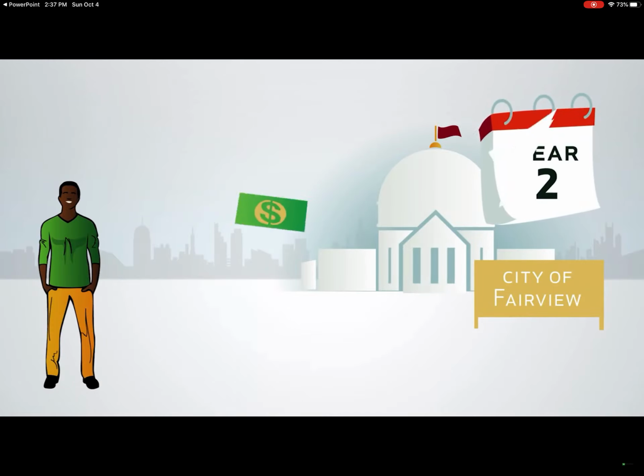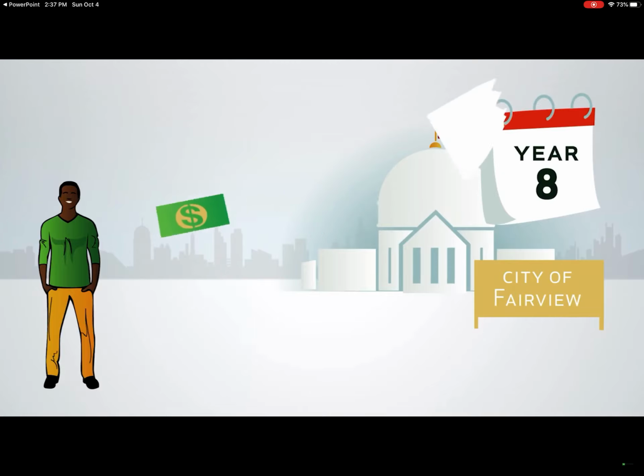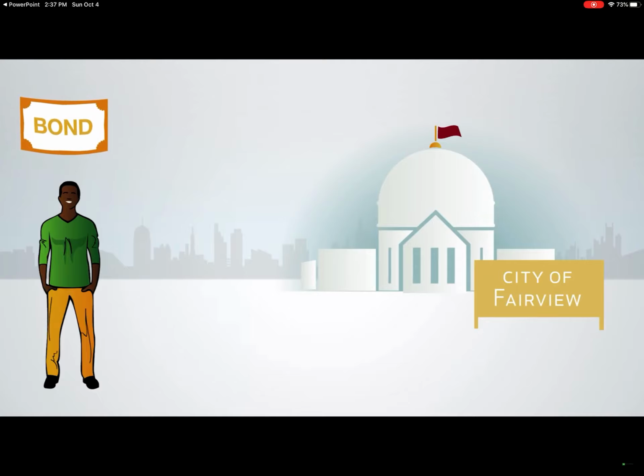Now, let's fast forward. Each year, the city of Fairview pays the investor $50. These regular interest rates continue for the length of the bond, which is 10 years. Once the bond reaches maturity, the investor redeems his bond, and Fairview returns his $1,000 principal investment.